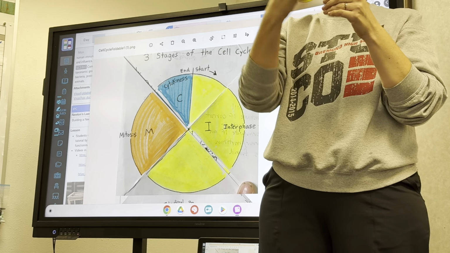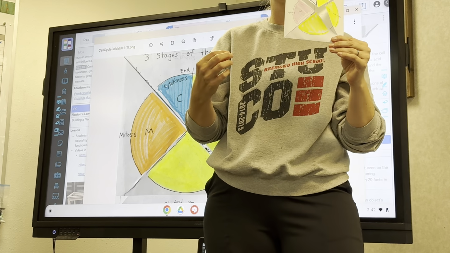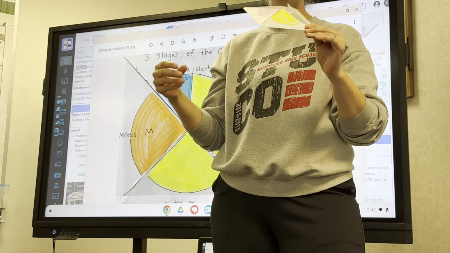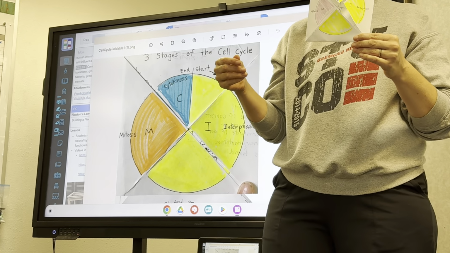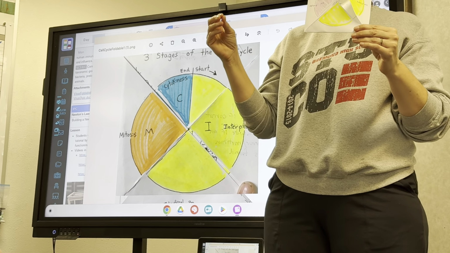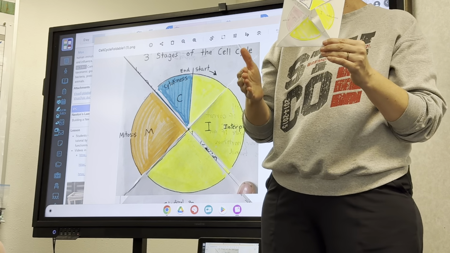Okay, so you should have all three colors. The largest section is your interphase, where we're growing, replicating, growing. So much is going on there. Mitosis has the most steps, where it's prophase, metaphase, anaphase, telophase. And then cytokinesis is when it physically splits it in two.